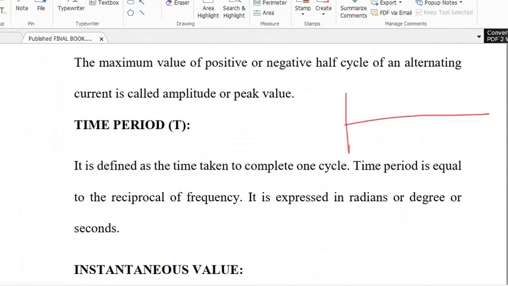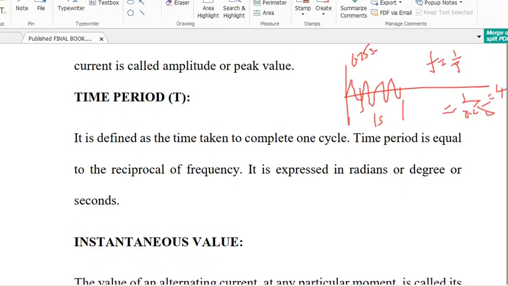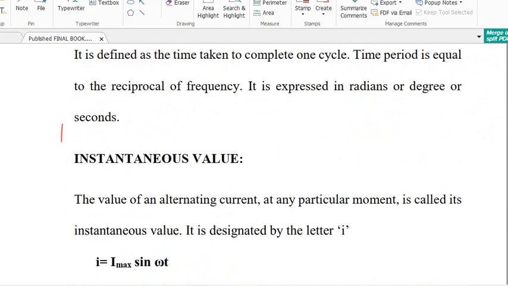You know that there are 4 cycles: 1, 2, 3, 4. This is 1 second. For 1 cycle, it takes 1 by 4, right? So it is 0.25 seconds for 1 cycle. So f is equal to 1 by T, which is 1 by 0.25. I got 4 Hz. So this is how I calculate the time period as well as the frequency.